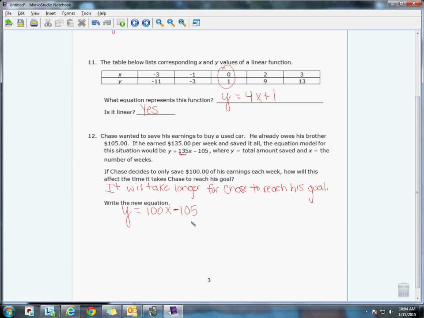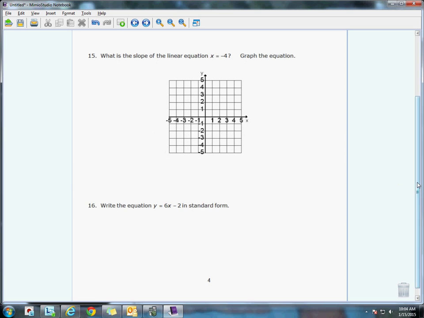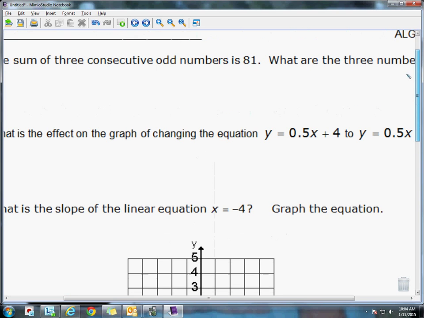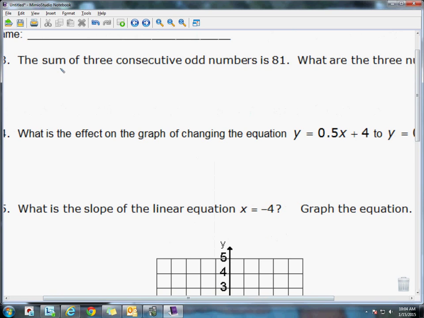All right, number 13. We have the sum of three consecutive odd numbers is 81. What are those three numbers? For this one, it's in your journal if you need to look back and refresh your memory. This is where we do the x's and the numbers table. And down here at the bottom, we have our total sum.